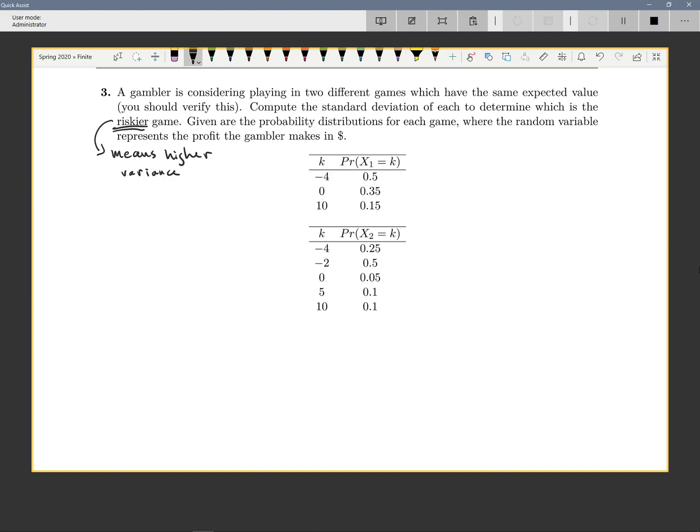Right, so the expected value of x1 equals minus 4 times 0.5, so that's minus 2, plus 10 times 0.15, which is 1.5. So that equals negative 0.5. That says on average when you play game 1, you'll lose 50 cents.